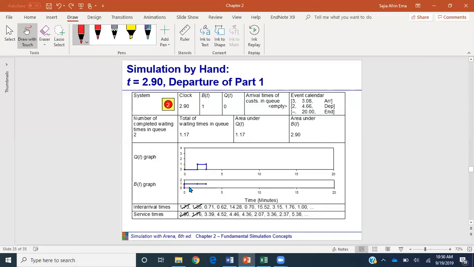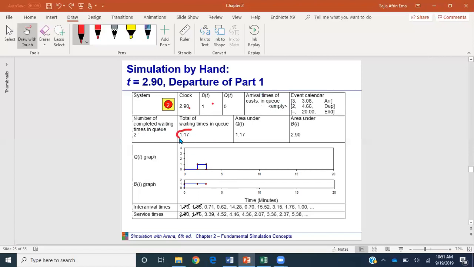So the clock time is 2.9. So at 2.9, part 2 entered the system. Part 1 departed. BT is still 1 because now it's processing part 2. QT is 0 because part 1 left the queue. Next event is arrival of part 3 and arrival time of QT is empty. Number of completed waiting time in queue is 2 because part 1 went through the queue, part 2 entered the queue, stayed there for some time.